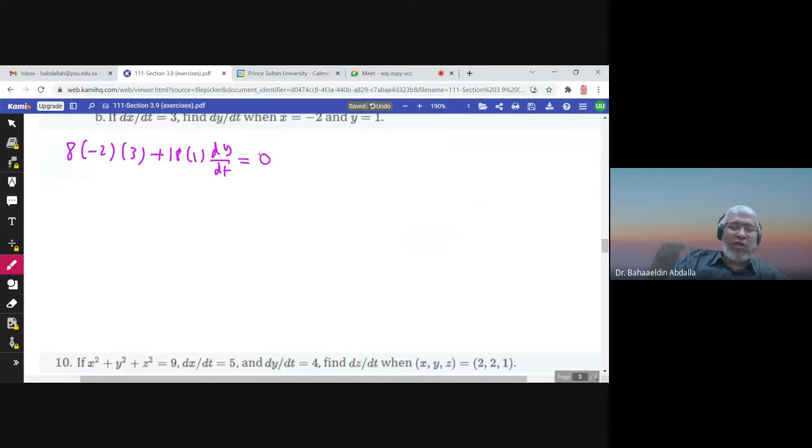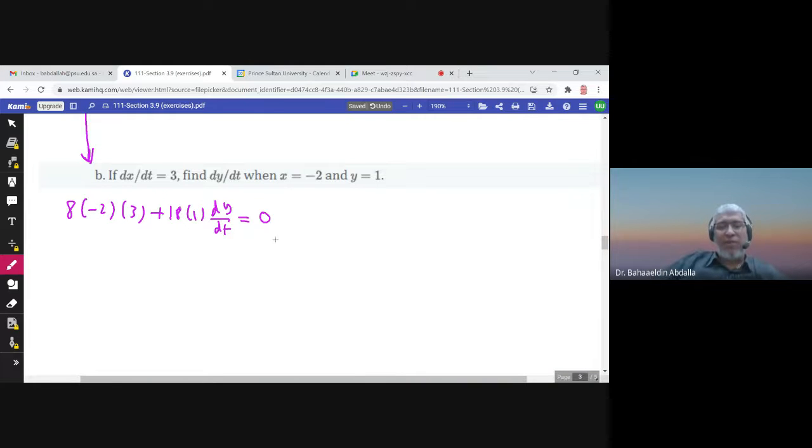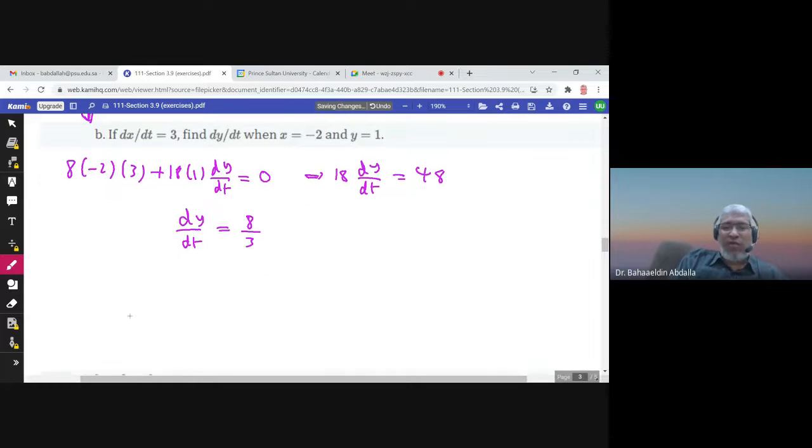So you solve the equation for dy by dt. So we will have 18 dy by dt equals, this is 6 times 8. If you take it to the other side, it's 48. Then dy by dt would be 48 over 18, or just 8 over 3 when you simplify, divide by 6.